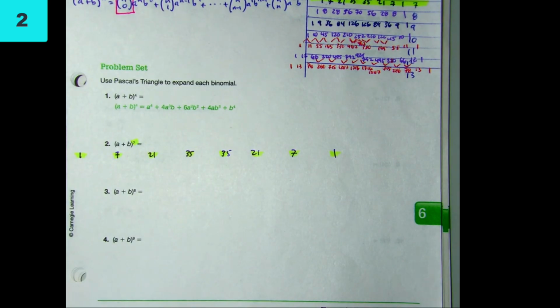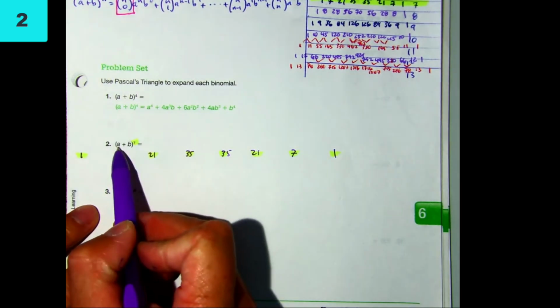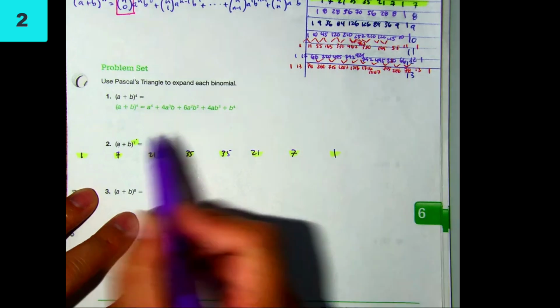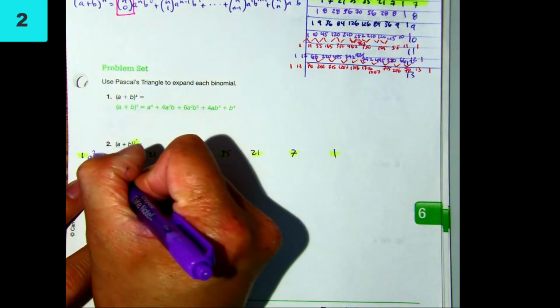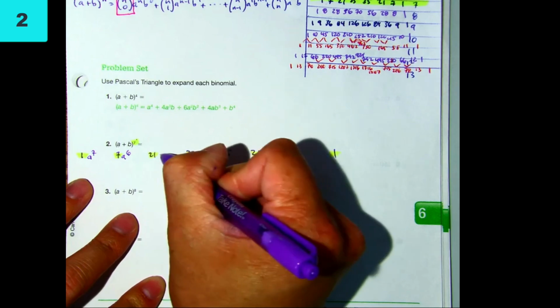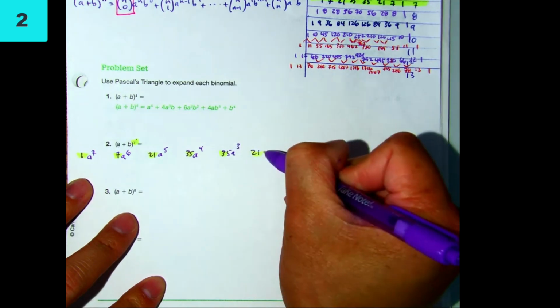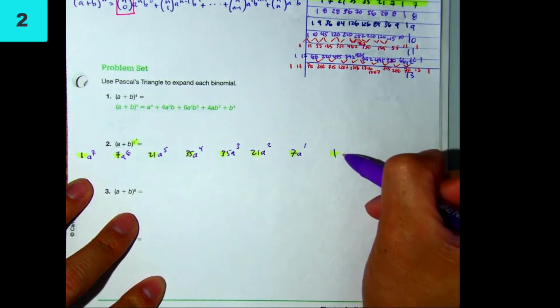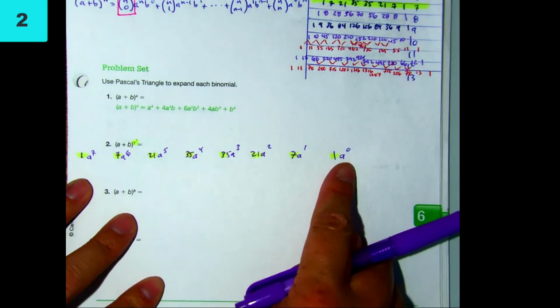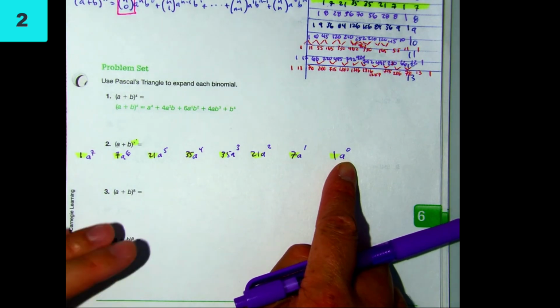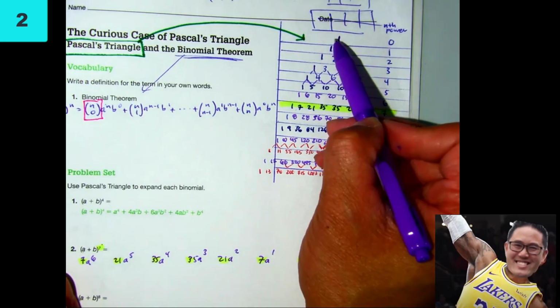After I write down the coefficients, I'm going to choose the left expression, and I'm going to start that to the 7th power. And I'm going to work my way down, or descending. So a to the 7, a to the 6, a to the 5, a4, a3, a2, a1, a0. Now, a to the 0 power is 1. Does that make sense?